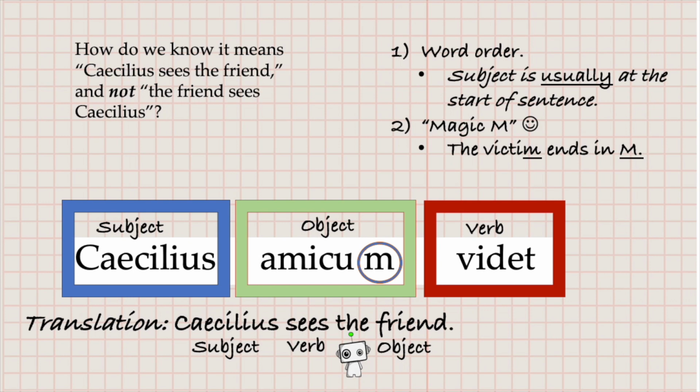How do we know it means Caecilius sees the friend and not the friend sees Caecilius? Well, there's two things to think about here. First of all, word order. Subject's usually at the start of the sentence with the verb at the end and the extra stuff in the middle. Second of all, though, look at amicum. It's got an M on the end. The victim, ending in M, generally ends in an M in Latin. So if it were happening to Caecilius, it would be Caecilium.